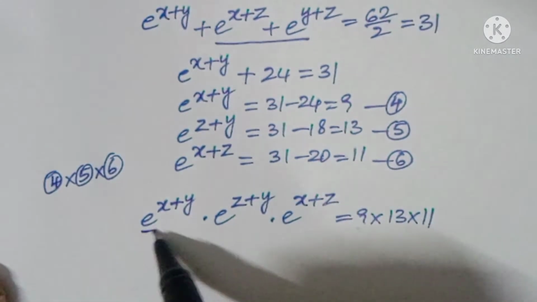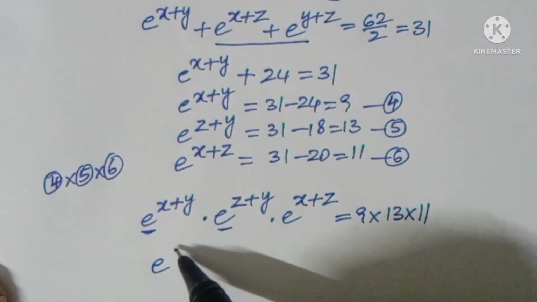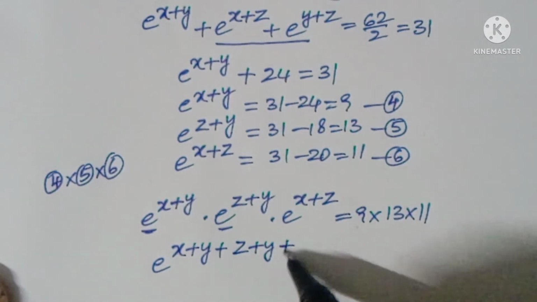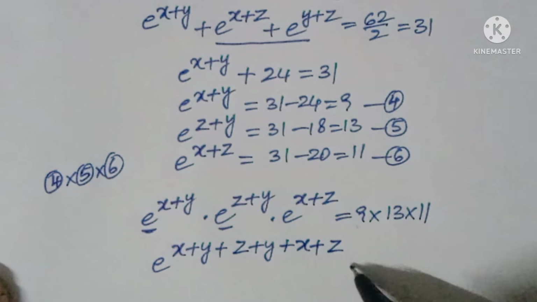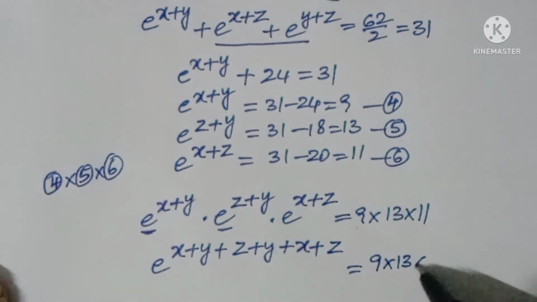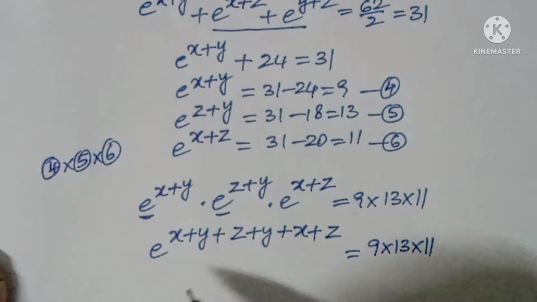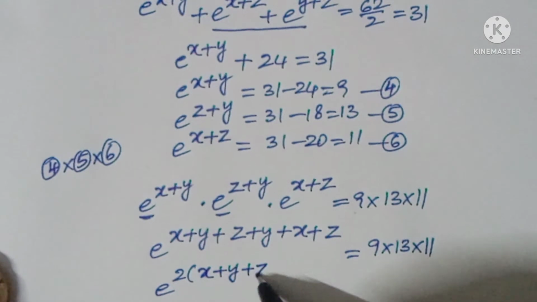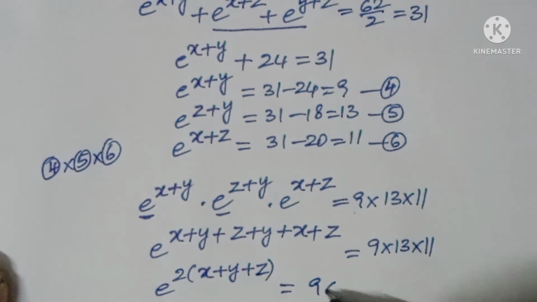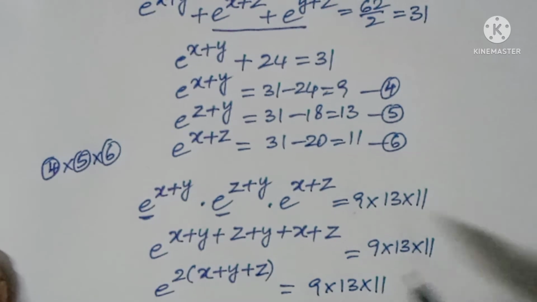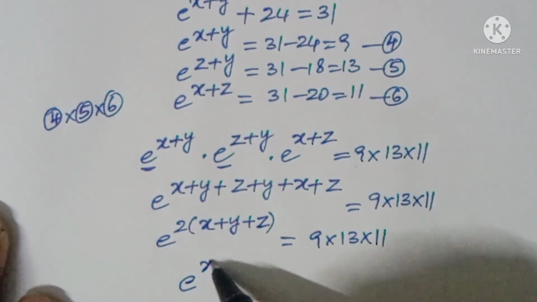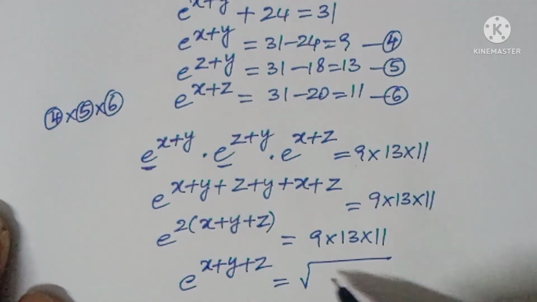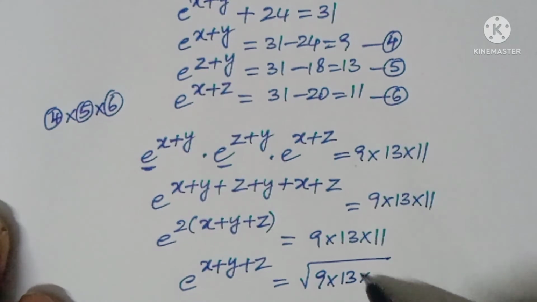Here the bases are equal, so you have to add the powers. E to the power of x plus y plus z plus y plus x plus z is equal to 9 into 13 into 11. So e to the power of 2 into x plus y plus z is equal to 9 into 13 into 11. So e to the power of x plus y plus z is equal to square root of 9 into 13 into 11.